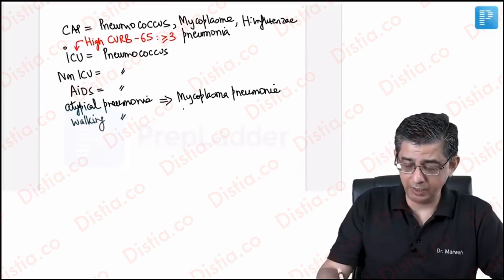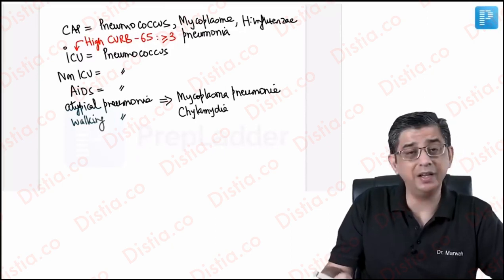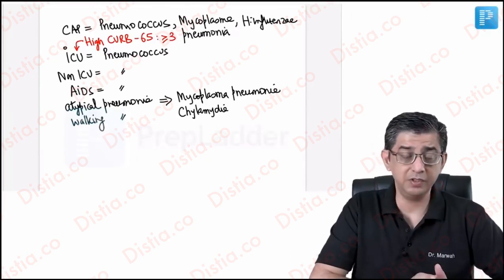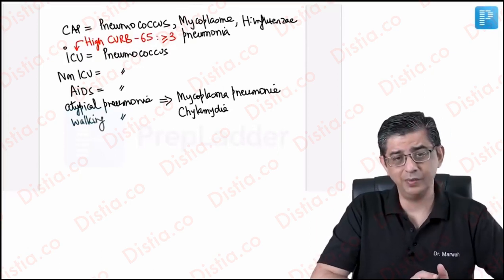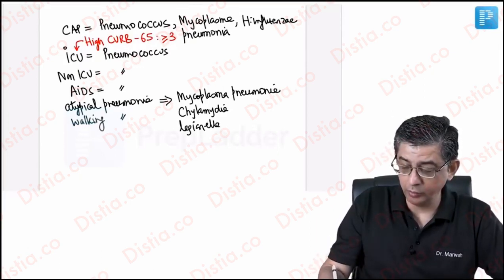Apart from this, another atypical pneumonia to be remembered is chlamydia. This would be chlamydia psittaci that I'm talking about, or chlamydia pneumonia as well. The point is, especially if he says contact with birds, then you need to take into consideration chlamydia psittaci as well. The third important organism is Legionella pneumophila.